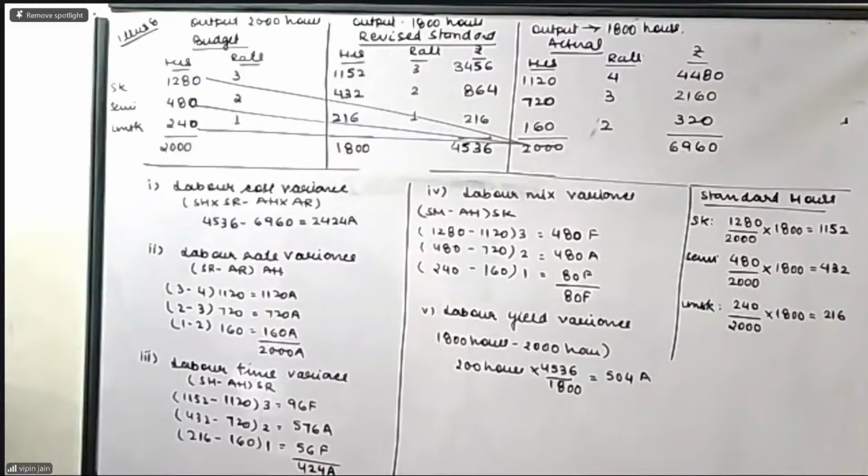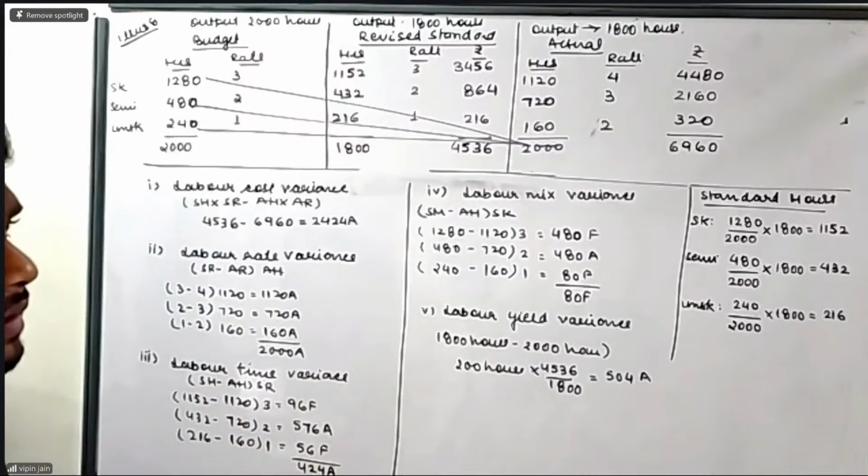Yeah, no, I understand where the amounts are coming from. I'm just telling you that in both places you are writing standard R minus actual R, whereas I'm writing standard hours minus actual hours. Labor time variance below is standard R minus actual R into standard rate.